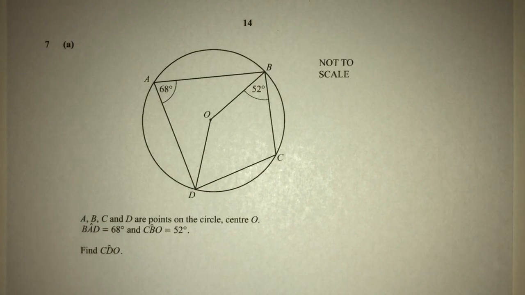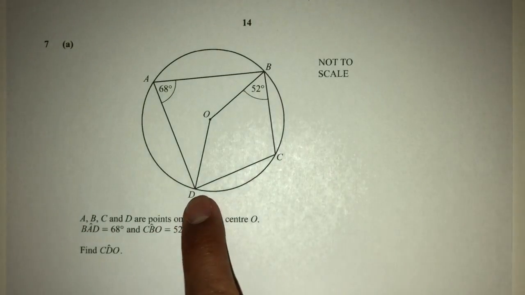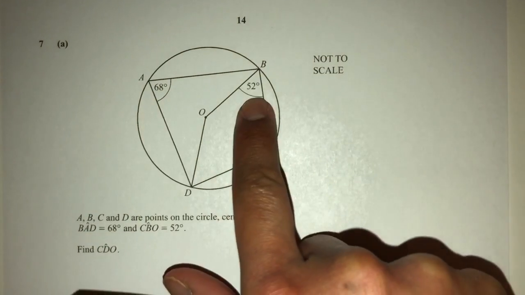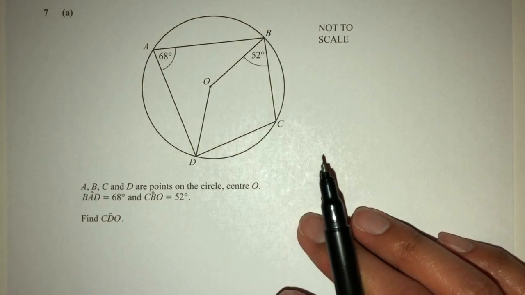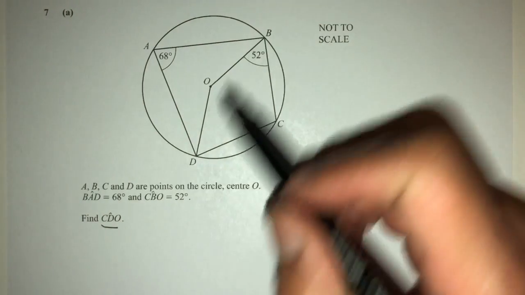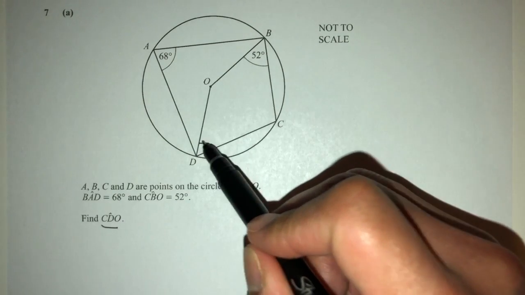So part A, we have what? Here we have a circle. A, B, C, D are points on the circle. So as you can see, A, B, C, D touch the circle. That's the thing we have to derive. Now, this is 68, this is 52. We have to find the angle CDO, so we have to find this one.